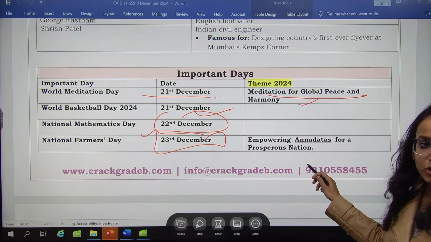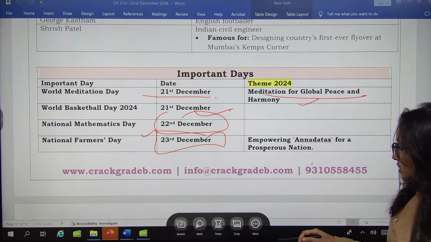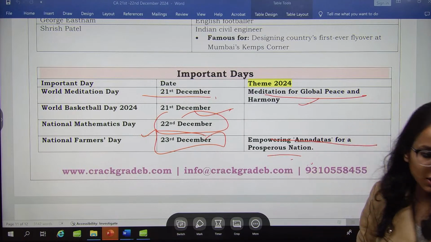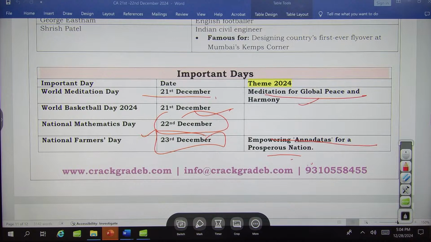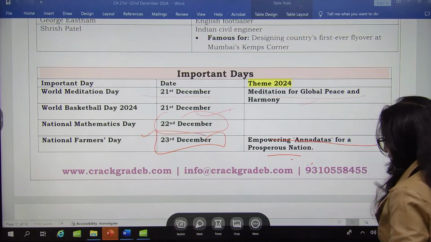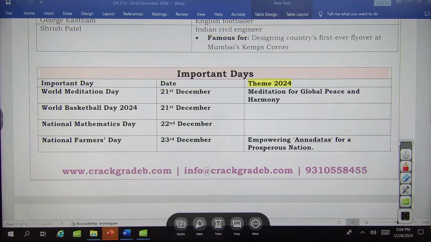What was the theme for 2024 National Farmers Day? Empowering Annadata for prosperous nation. This was the theme. Empowering Annadata for prosperous nation. Remember this thing.